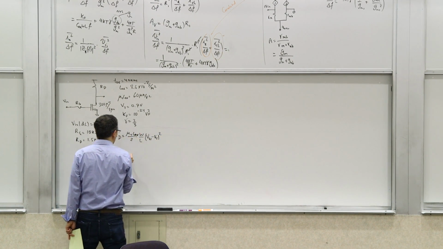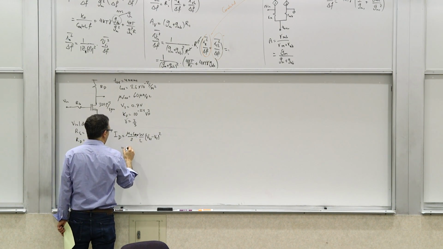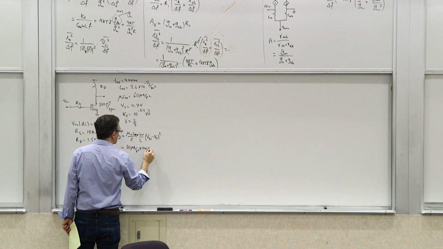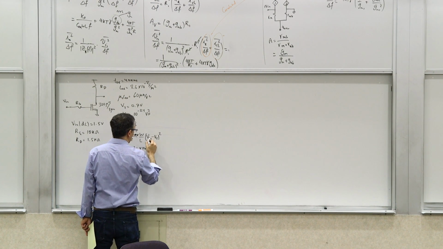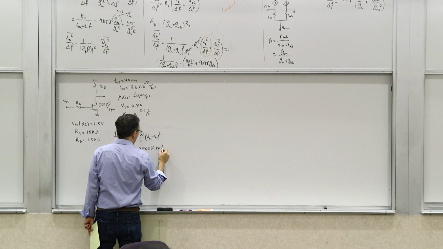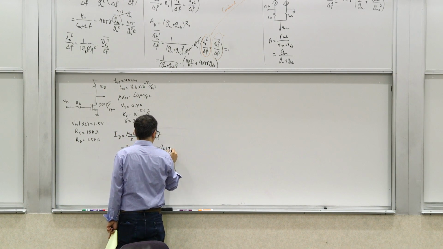Okay, so this basically becomes mu n Cox over 2 W over L (VGS minus VT) squared. So this is basically the quadratic behavior. And if you plug in the numbers, you have 30 microamps per volt squared times 100, which is the W over L, times 1.5 minus 0.7, so it's 0.8 volts squared. And that would translate to a current of 1.9 milliamps.